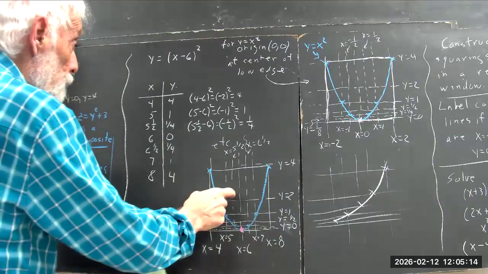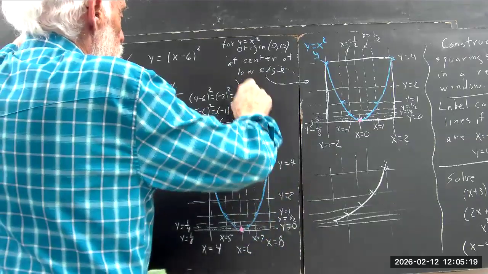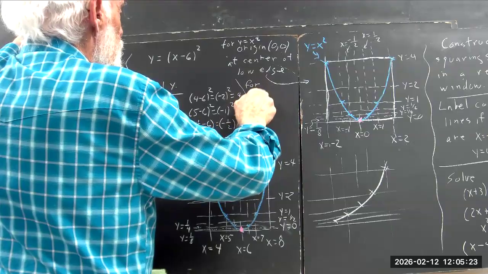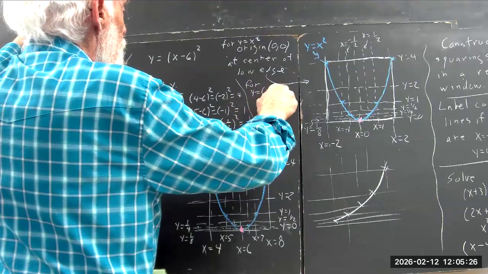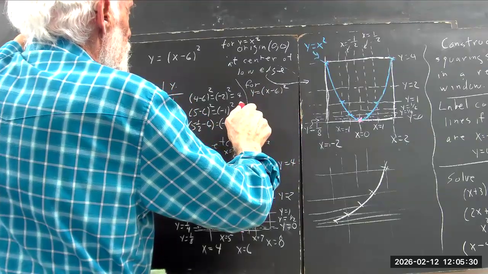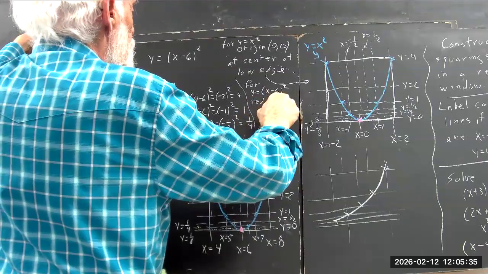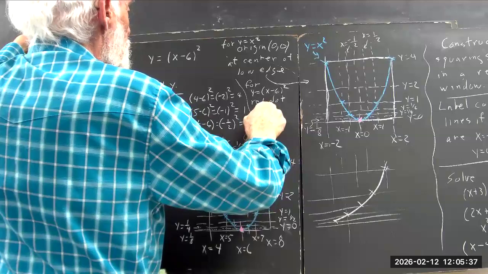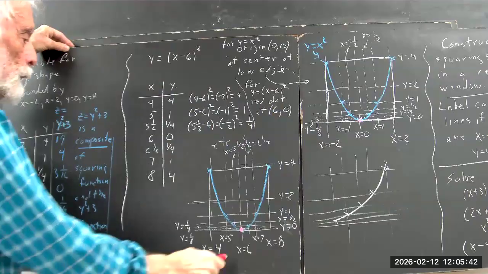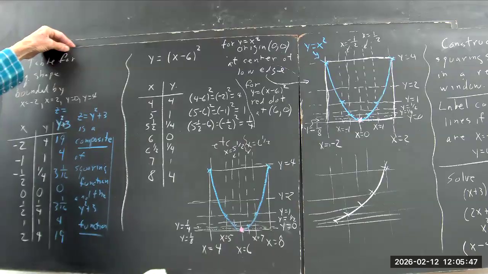So we say that this graph, red dot that goes at the center of the lower edge is at x equals 6.